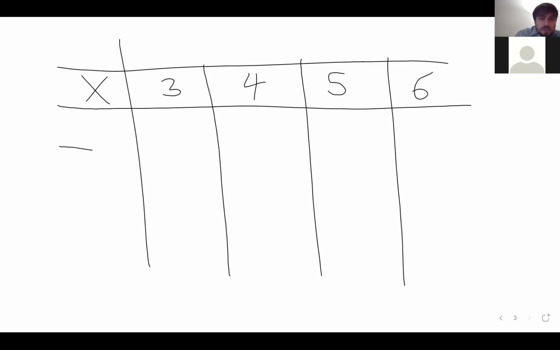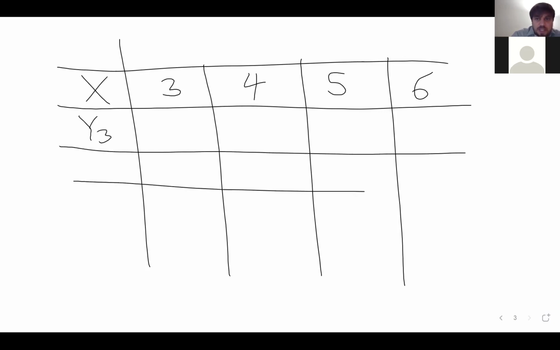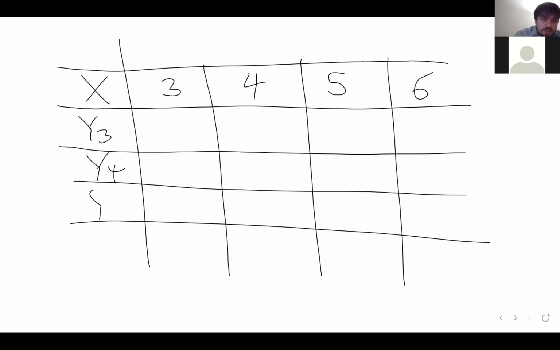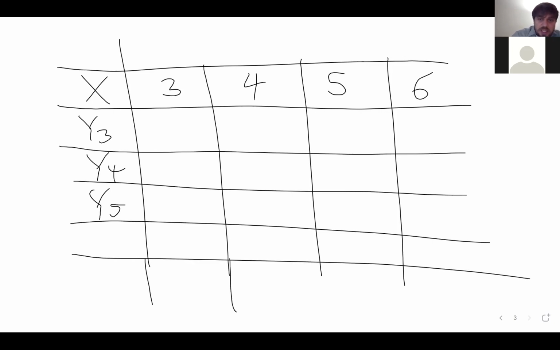The random variables we're going to look at are Y sub 3, he buys 3 in advance, he buys 3 to sell. Y sub 4, he buys 4 to sell. Y sub 5, he buys 5 to sell. And Y sub 6, he buys 6 to sell. And then we're also going to have here the probability that capital X equals little a.